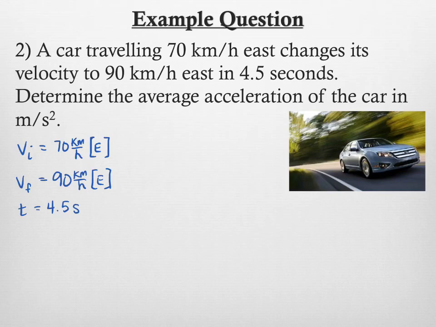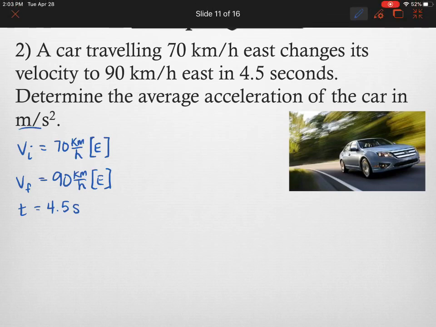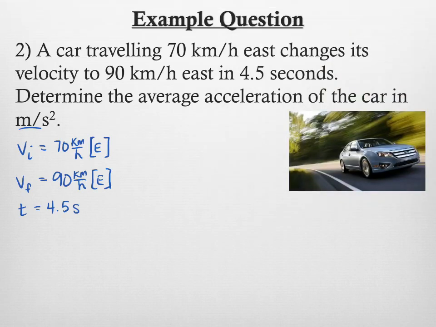Okay, so we need to determine the average acceleration of the car in meters per second squared. Oh boy, okay. We need it in meters per second squared, and we are given velocity in kilometers per hour. That's a problem, okay? So anytime you see that, if you want meters per second squared, I need my velocities in meters per second. I cannot have them in kilometers per hour. So we are going to have to convert them to meters per second.